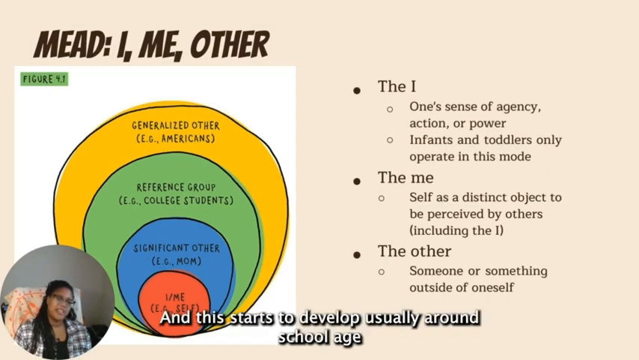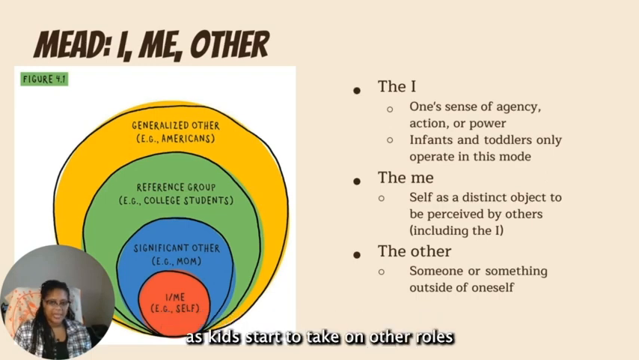And this starts to develop usually around school age as kids start to take on other roles and start to see that they themselves are a part of interactions and a part of groups, and that it's not just about them totally.